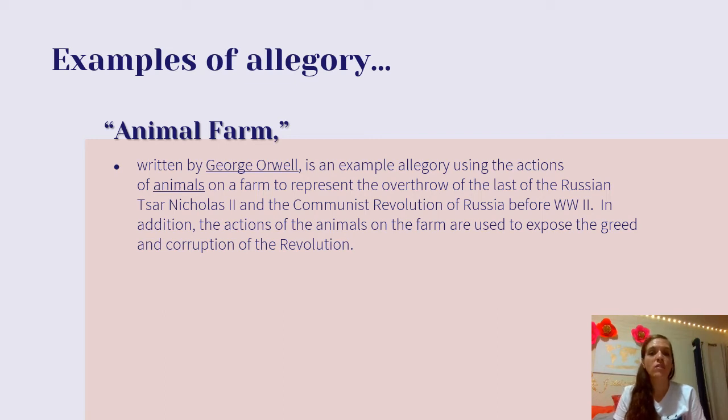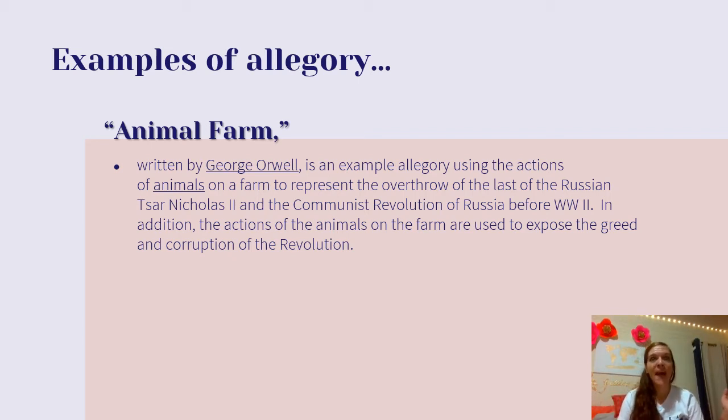In addition, the actions of the animals on the farm are used to expose the greed and corruption of the revolution. I read this story. What it is like, okay, you get into the life of all these animals on the farm, and I think it's the mice, the rats, who start to spread communism in the farm, okay? But what happens is that it fails.